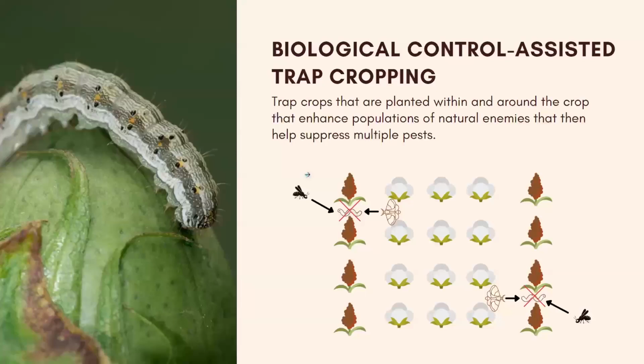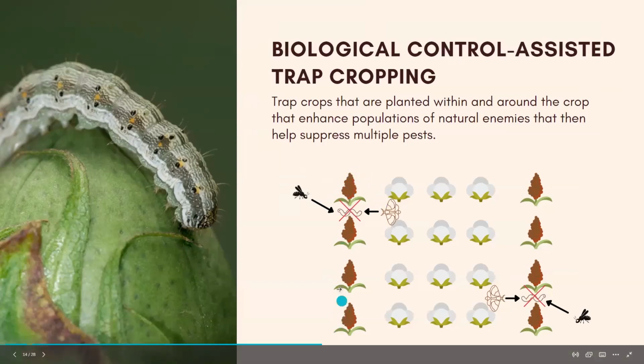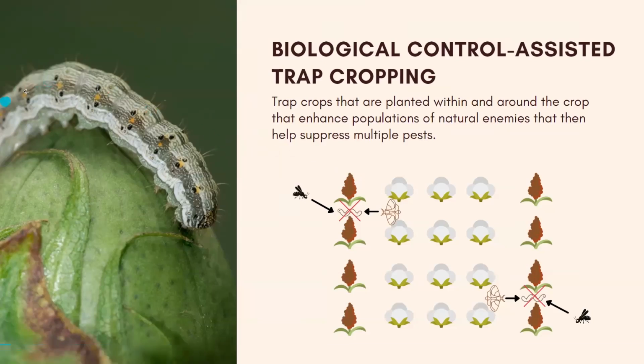So the next one is biological control assisted trap cropping. So these are trap crops that are planted within and around the crop that enhance populations of natural enemies that then help suppress multiple pests. So an example is a university in India found that using sorghum as a trap crop worked well to manage the cotton bollworm, which is pictured right here.